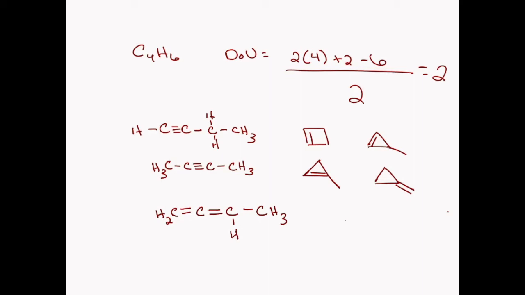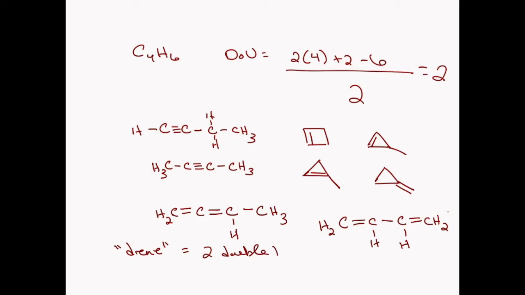Or I could have the 2 double bonds not directly side by side, to give me that diene structure. A diene just means it has 2 double bonds.